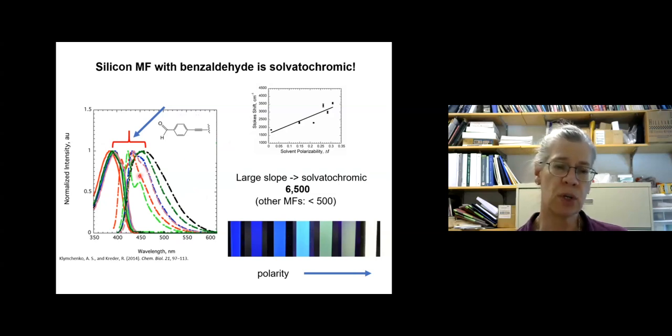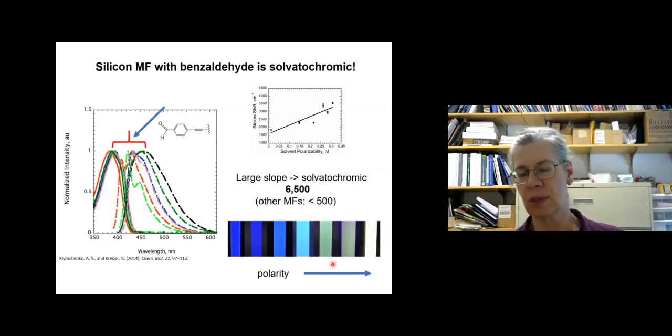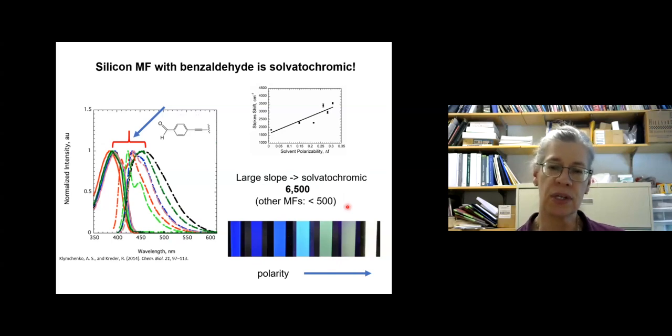You can see some shifts in the emission wavelength. This is as a function of different solvents of different polarities. We can generate a Lippert-Mataga plot, and we get a slope of about 6,500, so quite respectable. And you can see here, these are cuvette images. As we move to the right, we're increasing the polarity of the solvent. You can see a color change as a result.